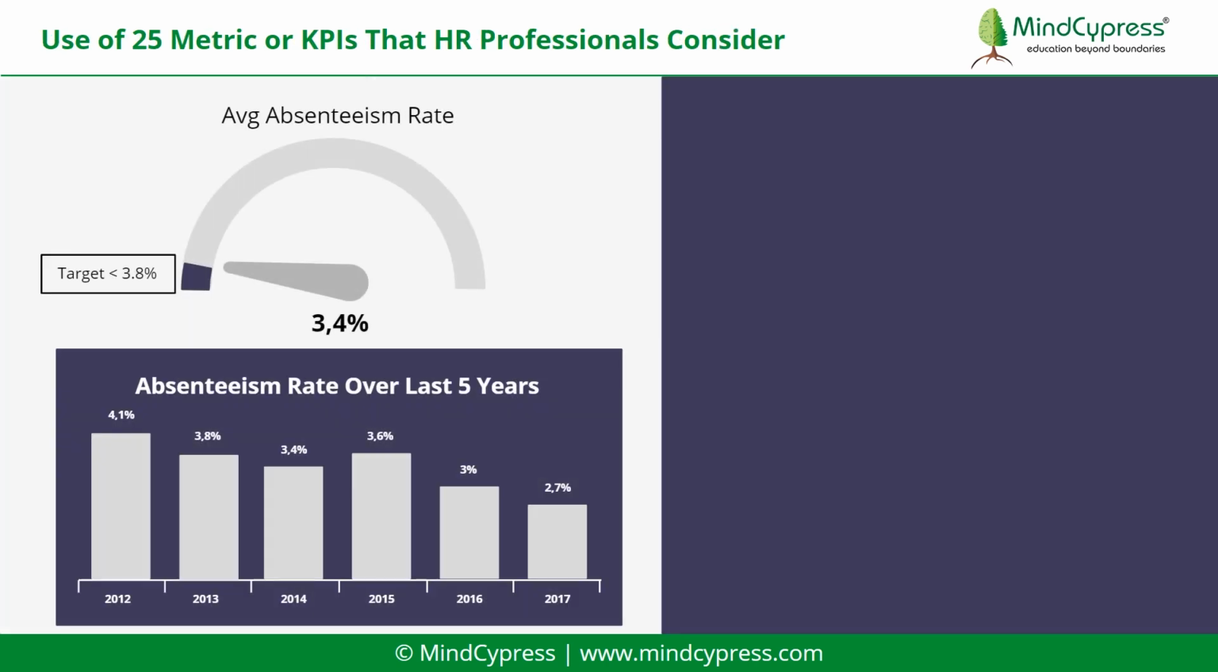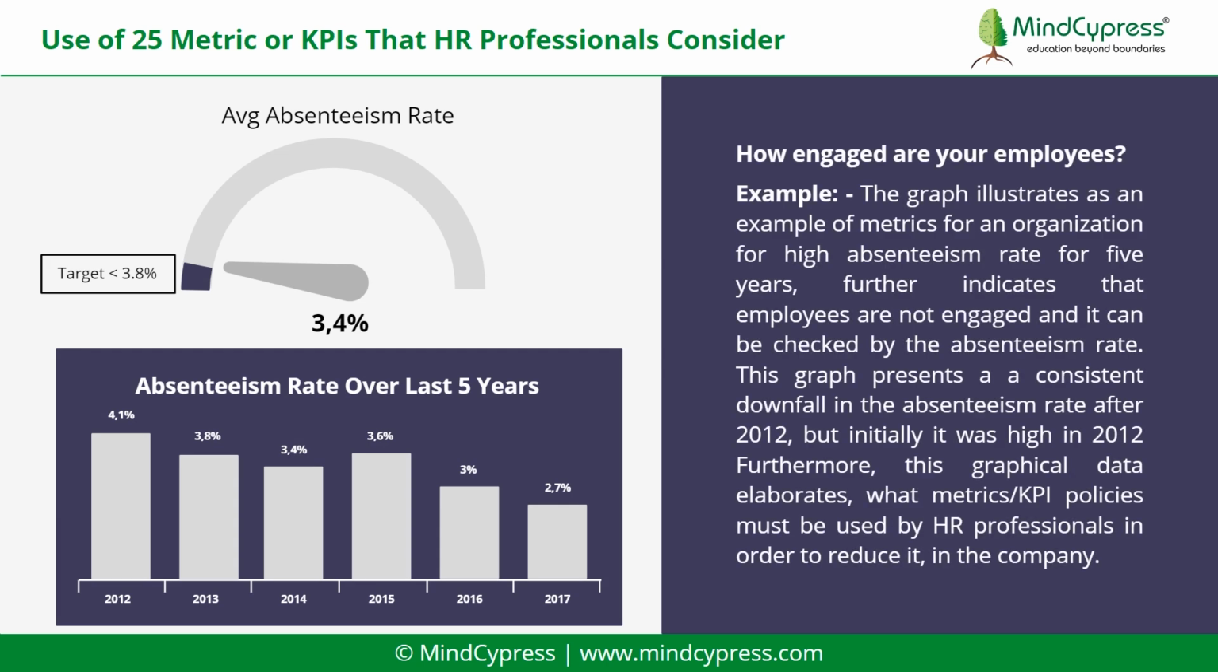Use of 25 metrics or KPIs that HR professionals consider. How engaged are your employees? Example. The graph illustrates an example of metrics for an organization with a high absenteeism rate over 5 years, which further indicates that employees are not engaged, and it can be checked by the absenteeism rate. This graph presents a consistent downfall in the absenteeism rate after 2012, but initially it was high in 2012. Furthermore, this graphical data elaborates what metrics or KPI policies must be used by HR professionals in order to reduce it in the company.